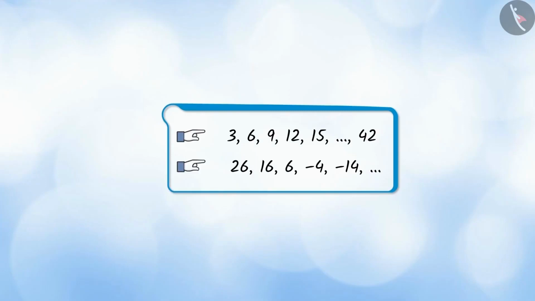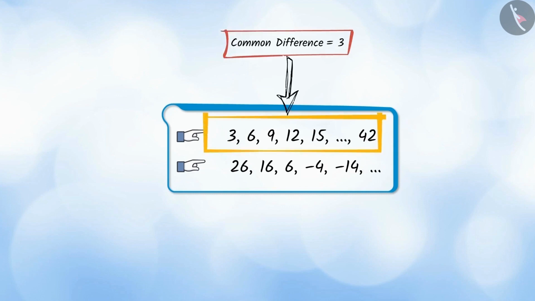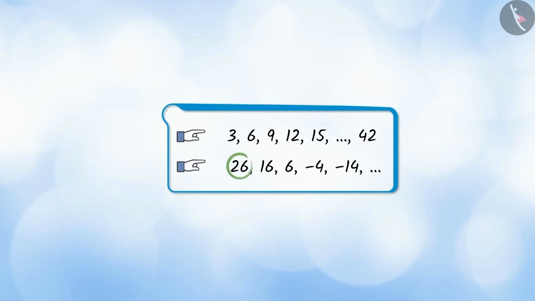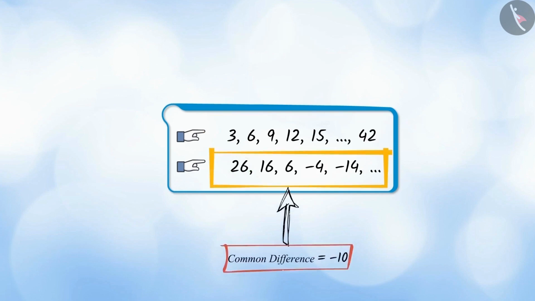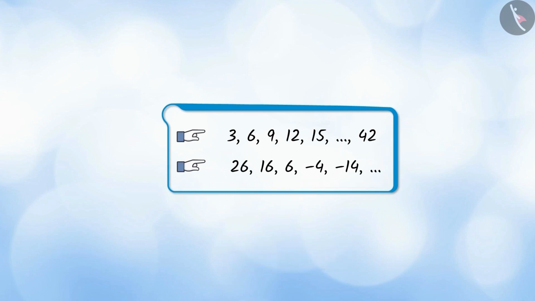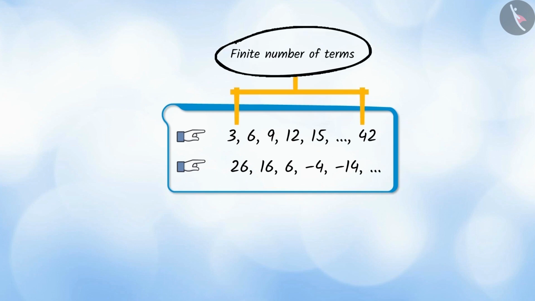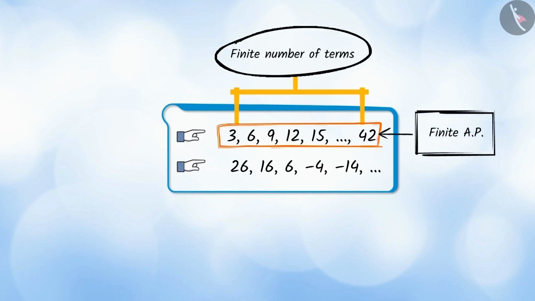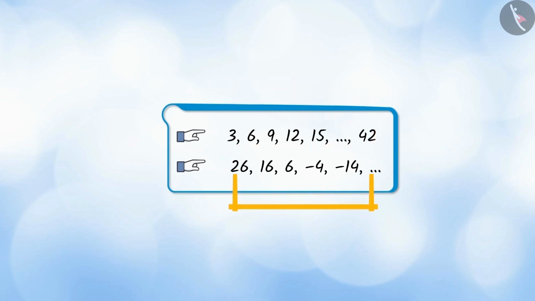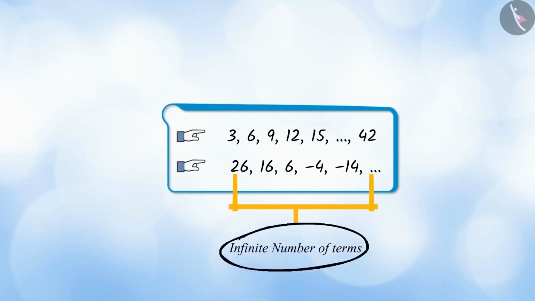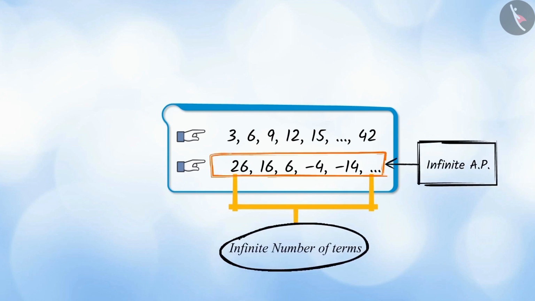We are given 2 categories here, where the first term of the first category is 3 and the common difference is also 3. And the first term in the second category is 26 and the common difference is -10. If we observe the first AP, the number of terms is fixed. Such an AP is called finite AP. And the second AP does not have the last term, that is, the number of terms is not fixed. Such an AP is called an infinite AP.